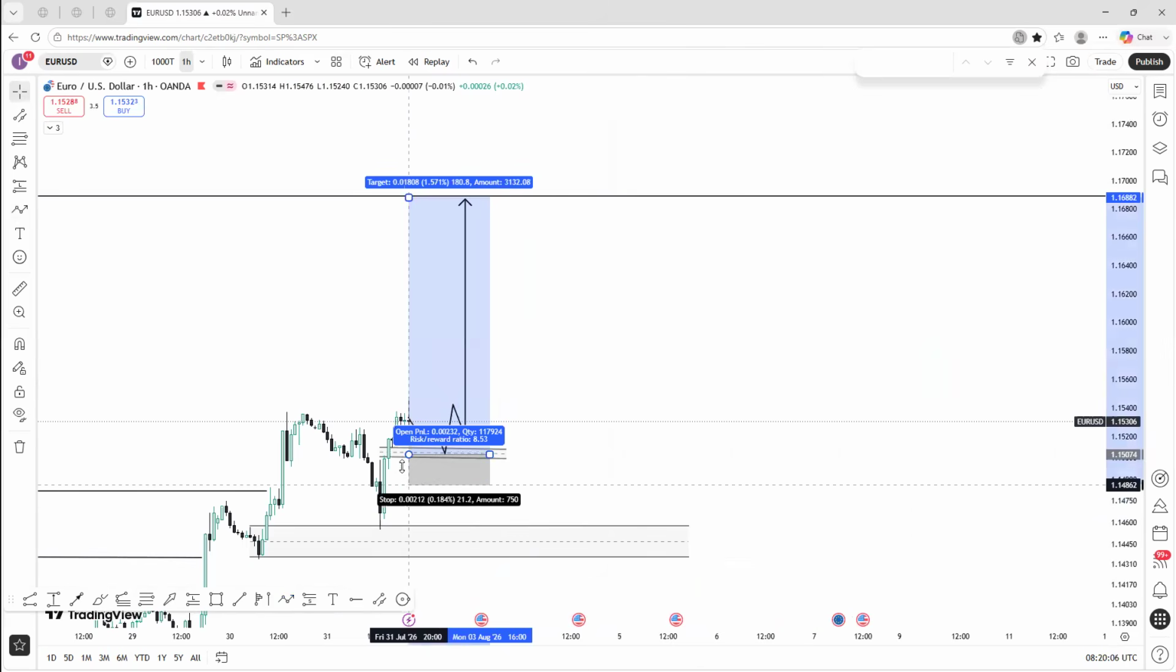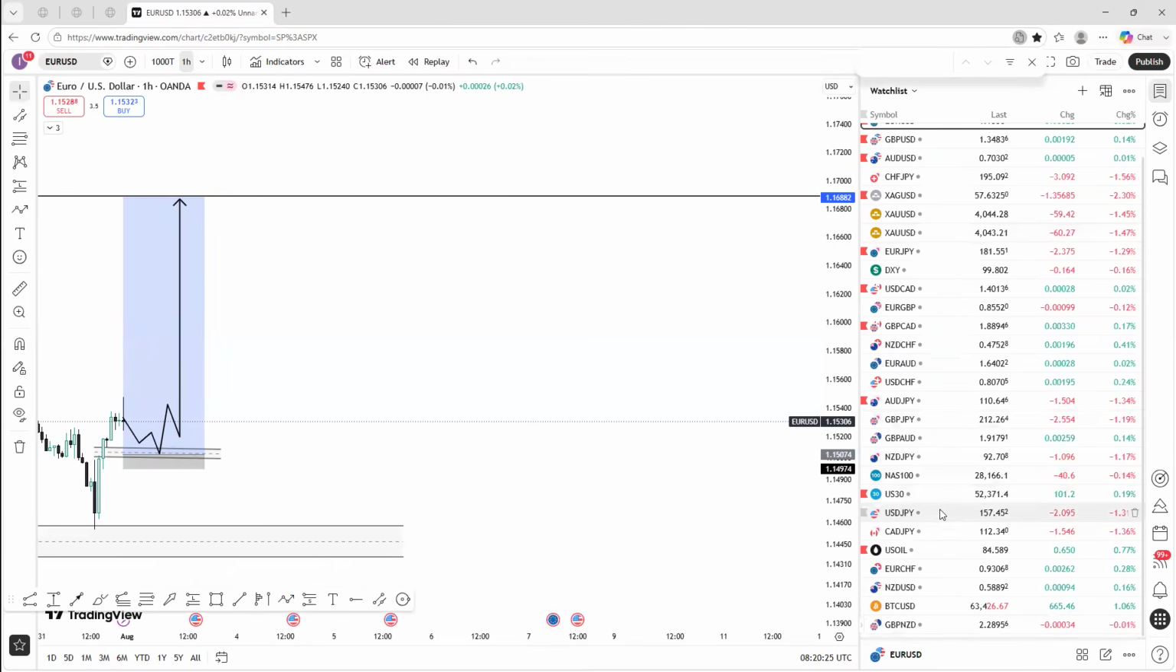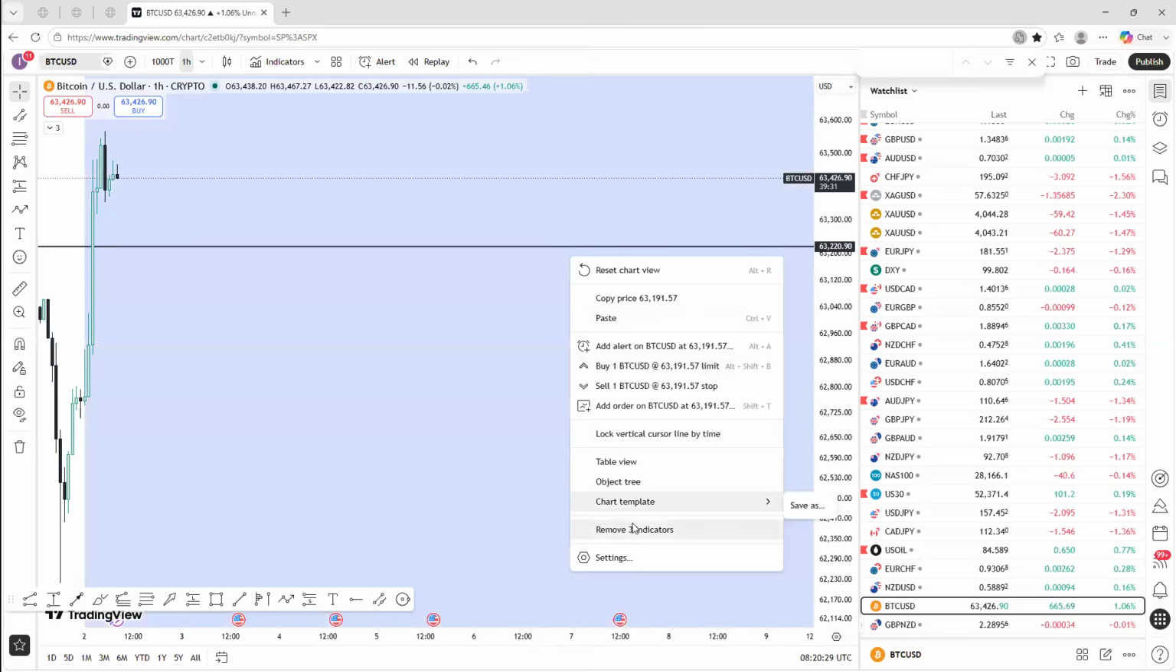When you get confirmation, your risk will be reduced. Risk will be very small. So RR will increase almost to 1:18. Okay, so that is it on Euro USD. Let's see BTC USD. What is going on BTC USD?